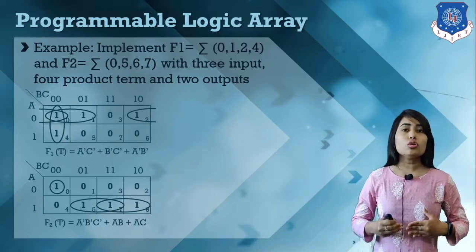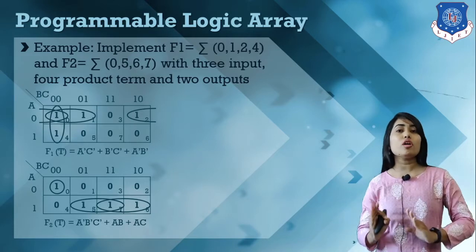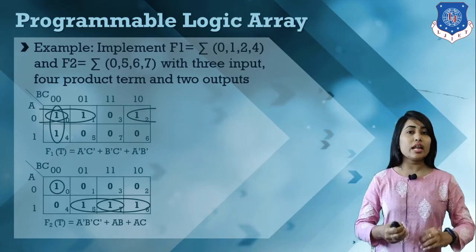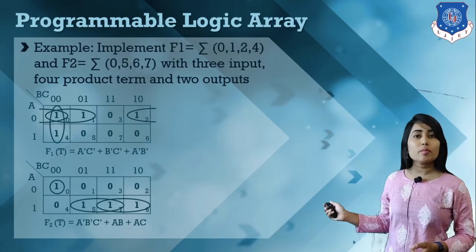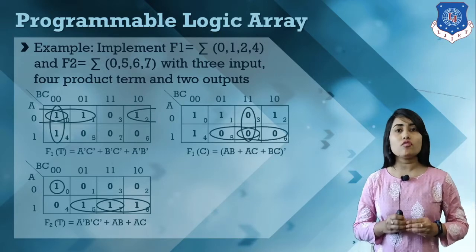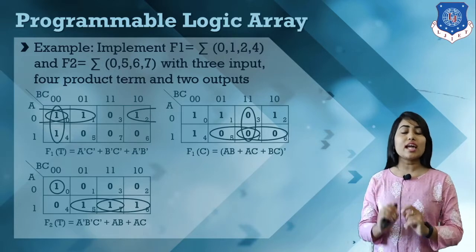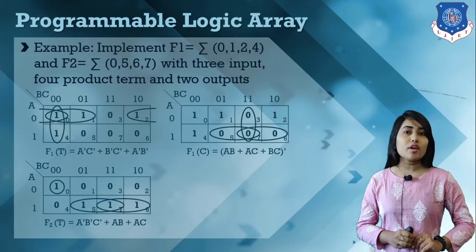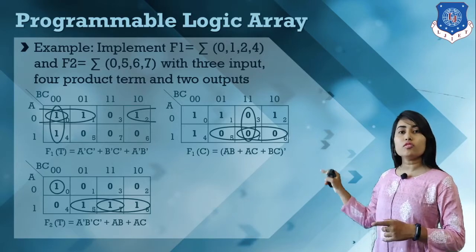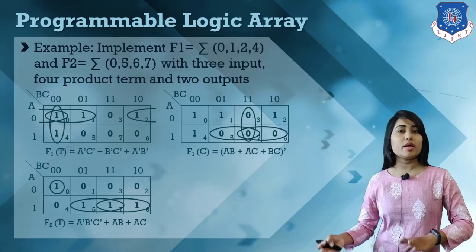So what we are doing is finding the dual form of F1 and F2, or in other words the complement value of F1 and F2. Here we have the complement value of F1, that's why F1C is written, meaning complemented value. So how do we find this? We make a group of zeros, and this is how we can find the complement of F1.